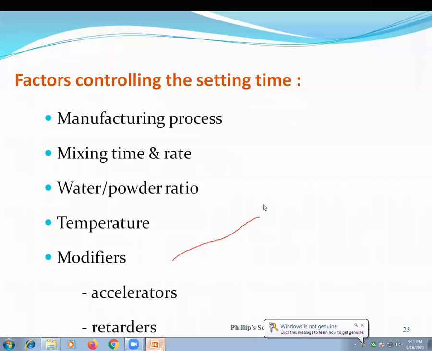Temperature: the temperature of water again helps in regulating the setting time. Higher the temperature, longer the setting time. At 100 degrees Celsius, there will be no reaction. Then the modifiers, which I already told you, accelerator and retarder.